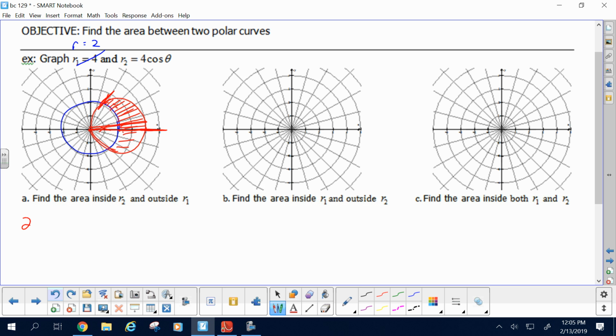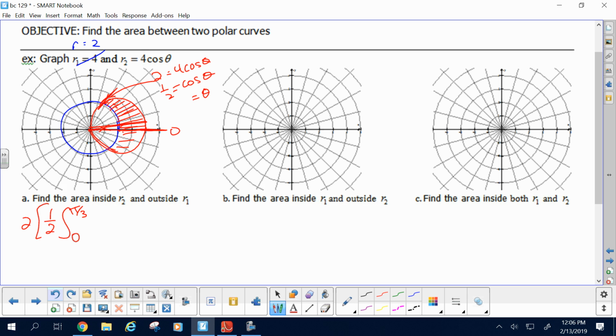Let's go 2 times a half from, now, from where to where? From 0 to... When 4 cosine of theta equals 2. Yeah, when 2 equals 4 cosine of theta, which is when cosine of theta is 1/2, which is at theta of pi over 3. Okay?